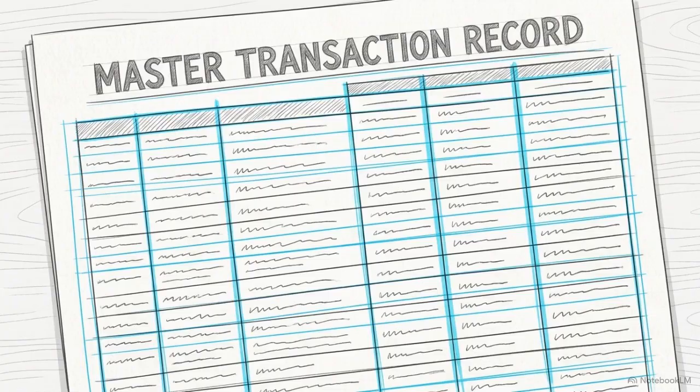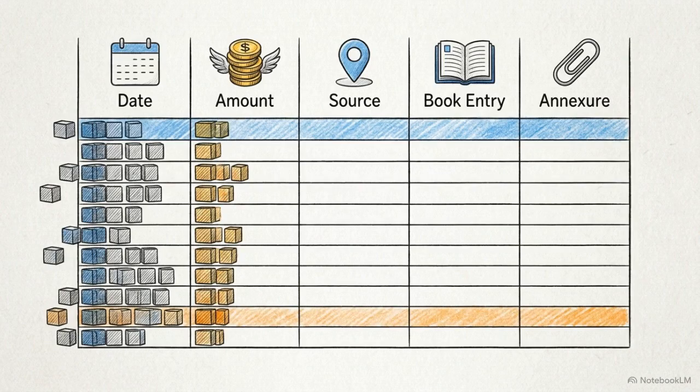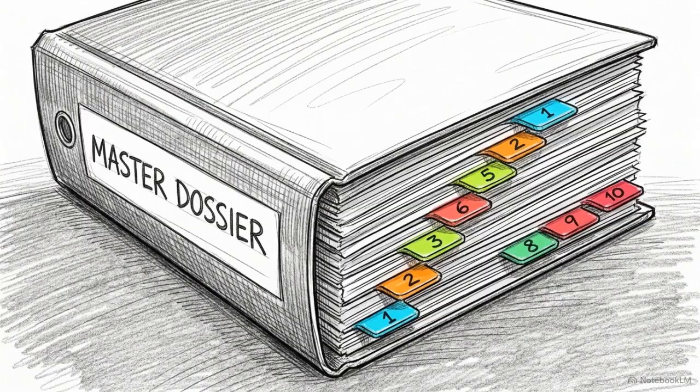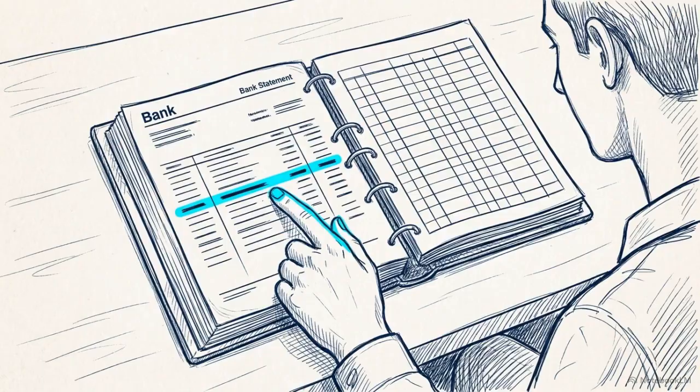You present your finalized defense to the tax department using a deposit explanation sheet. This document isolates each transaction, logging the date, the exact amount, the source of the funds, the relevant book entry, and the cross-reference to your evidence annexure. It operates as the master index to your dossier. It immediately guides the assessing officer to the specific invoice, bank statement, or ledger page required to close the inquiry.